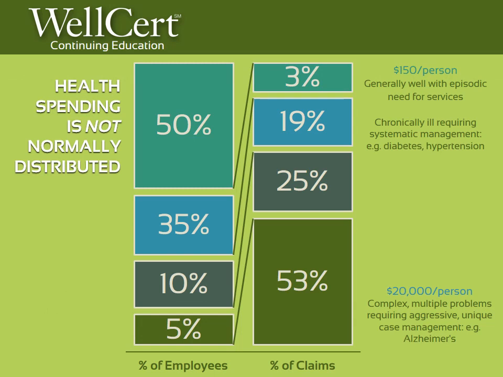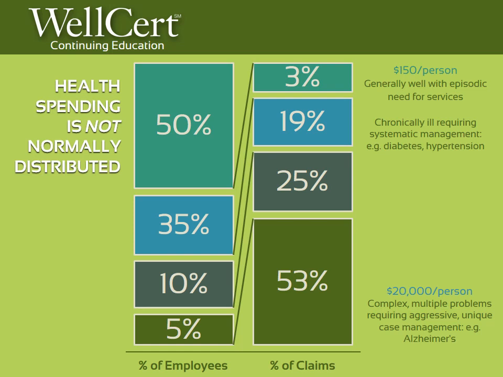Now, we mentioned briefly a moment ago that healthcare spending is not normally distributed. And this particular graphic shows this in a more substantial visual form. It says 5% of your employees, by looking at the left on the bottom, percent of employees, 5%, would consume on average about 53% of all your healthcare claims. And that would add up to about $20,000 per person. And these are oftentimes the complex, multiple problems requiring aggressive, unique case management and other types of problems. So these can be the major kinds of claimant costs.